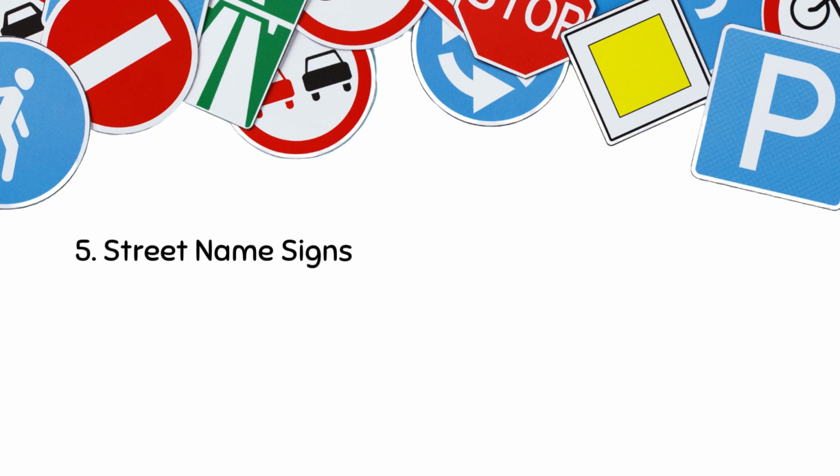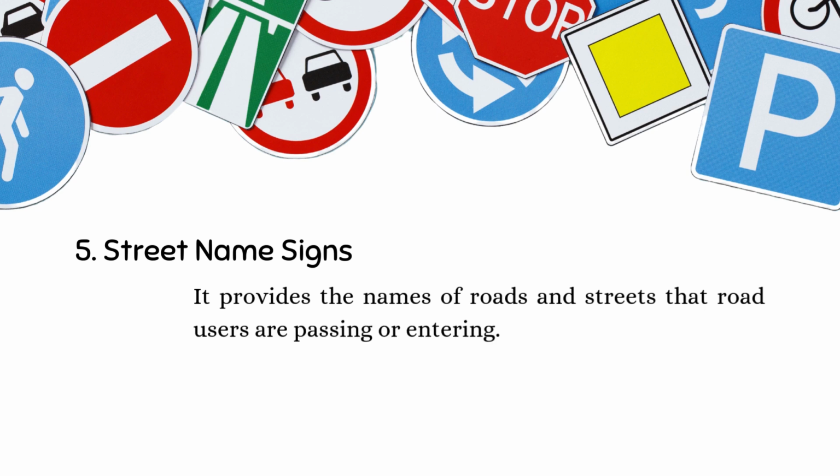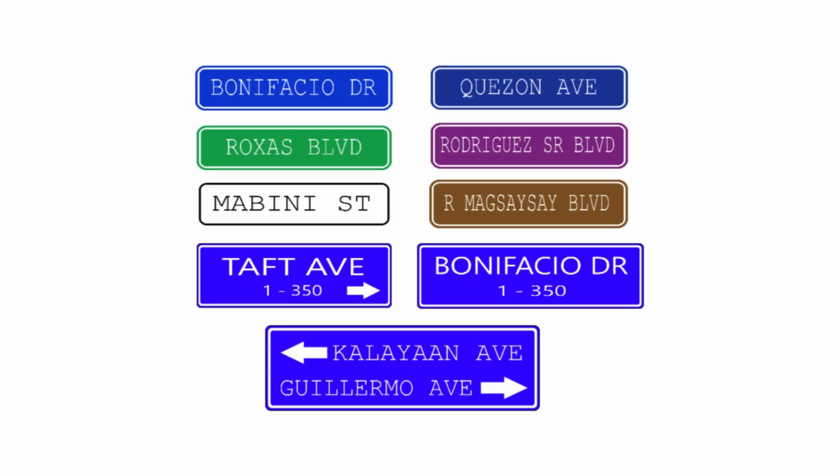5. Street name signs. It provides the names of roads and streets that road users are passing or entering. These are examples of street name signs.